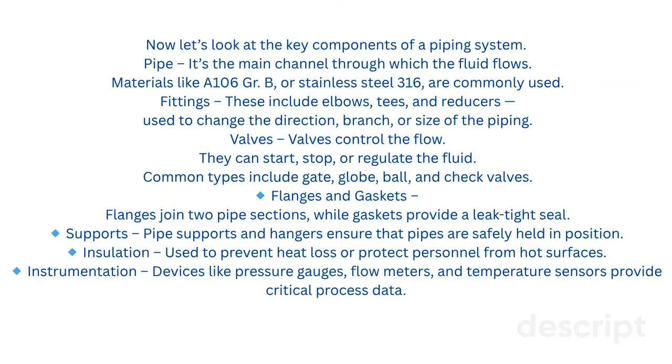Now let's look at the key components of a piping system. Pipe. It's the main channel through which the fluid flows. Materials like A106 grade B or stainless steel 316 are commonly used. Fittings. These include elbows, T's, and reducers, used to change the direction, branch, or size of the piping.